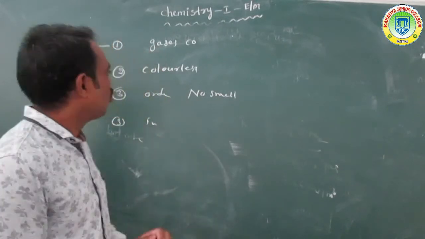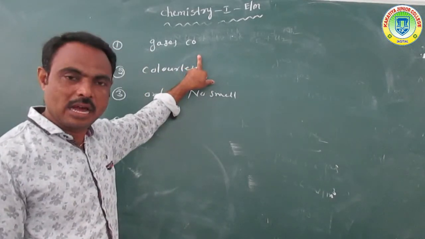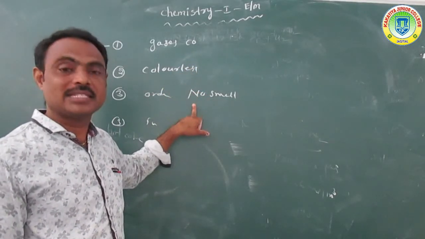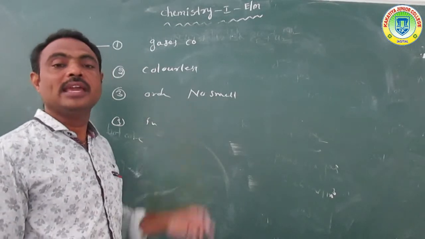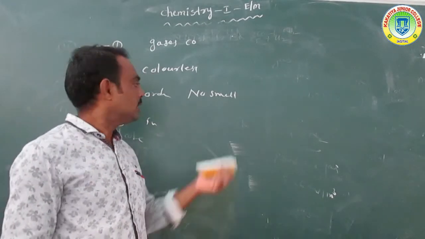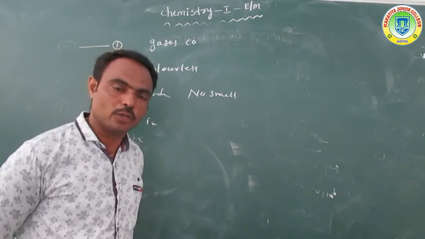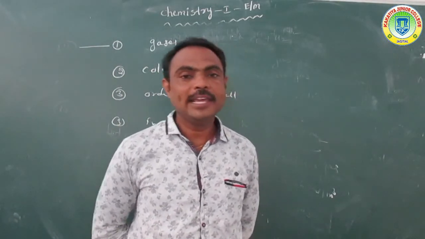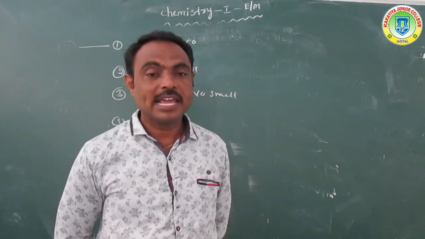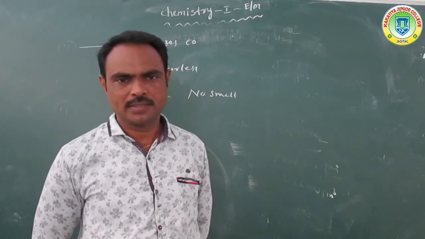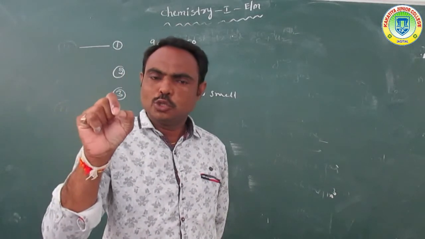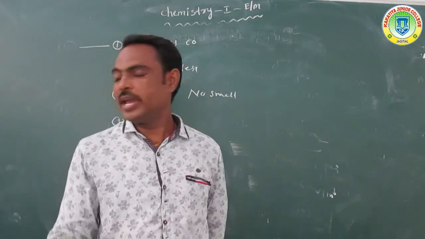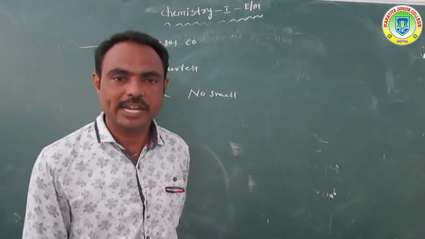So these four points: gaseous compound, colorless, odorless, just like no smell, and insoluble in water molecules. So overall, what are the chemical properties? Commonly, it reacts with metal oxides. It is mainly used to convert metal oxides to metals.